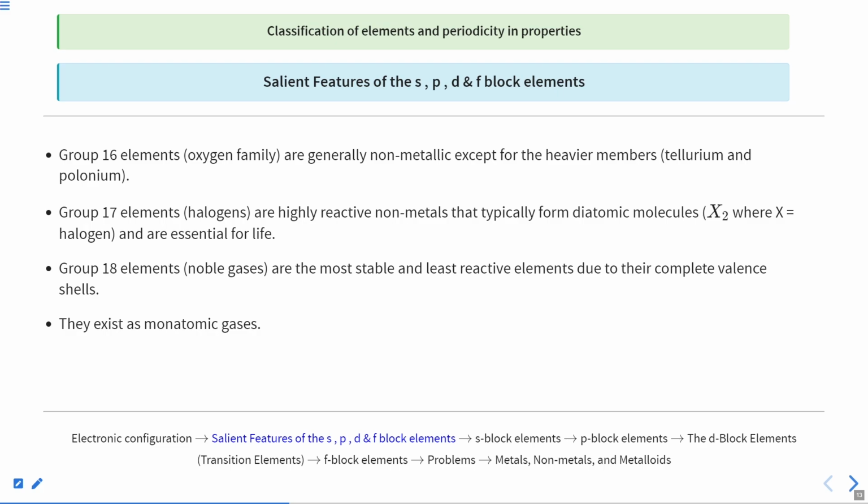What about group 18? Group 18 elements are the most stable, least reactive elements due to their complete balanced shell. So they exist as monoatomic gases. Helium and the others exist as monoatomic gases. They don't exist as He2 or Rn2, or Ne2. They can't exist as diatomic gases because their octet is already filled. Now there are exceptions to it. They can form bonds, like xenon can form bonds with oxygen. So we will look at that exception later on.